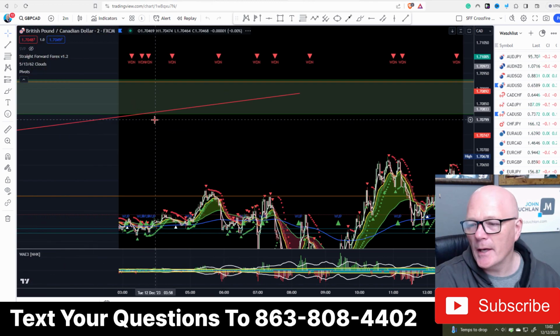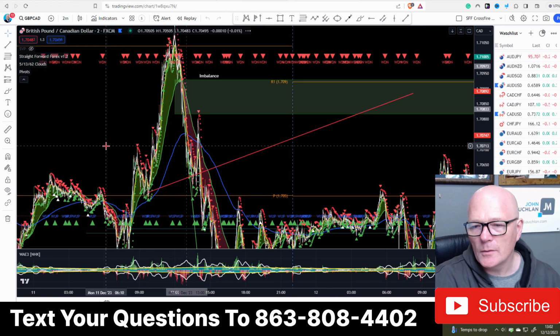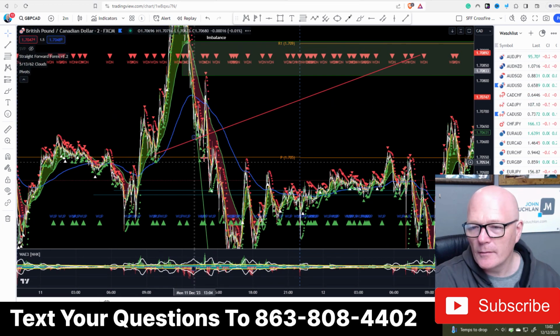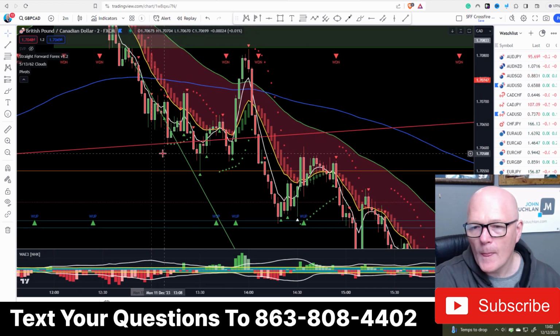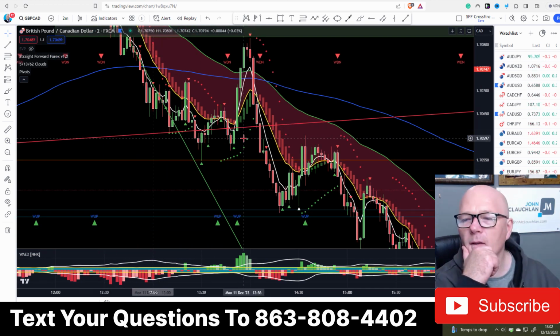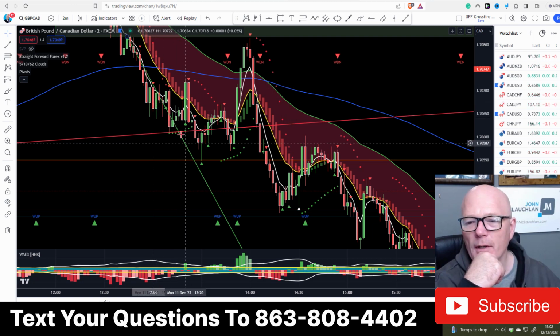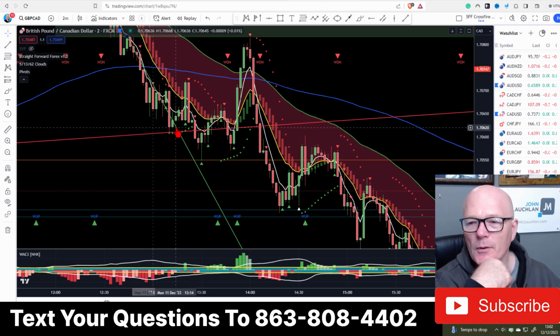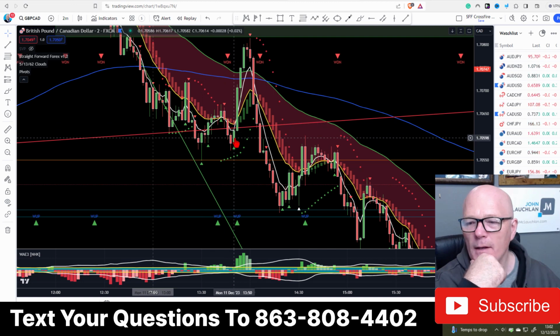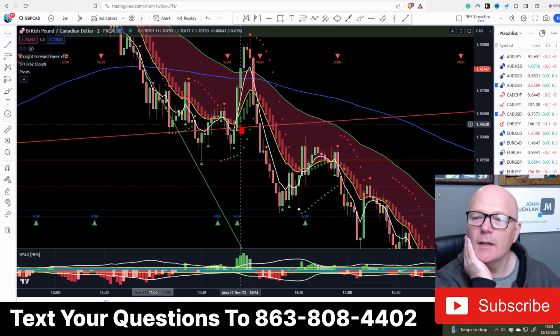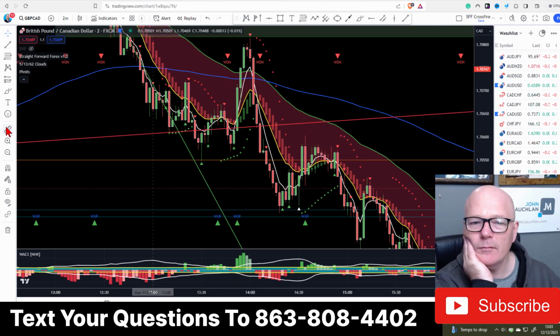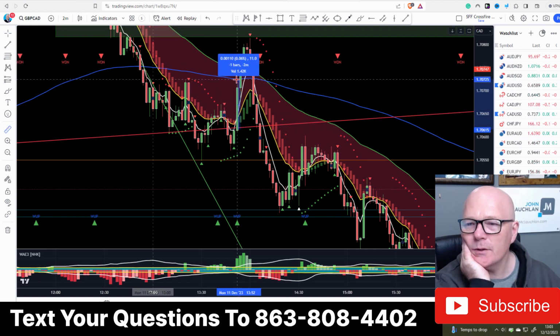So GBP CAD. This is on the 2 minute, and this was yesterday. There are the trend lines, and almost straight away, it's a really steep trend line. This went around 1400. So after we knocked off, you've got this area here up to the 200 moving average.